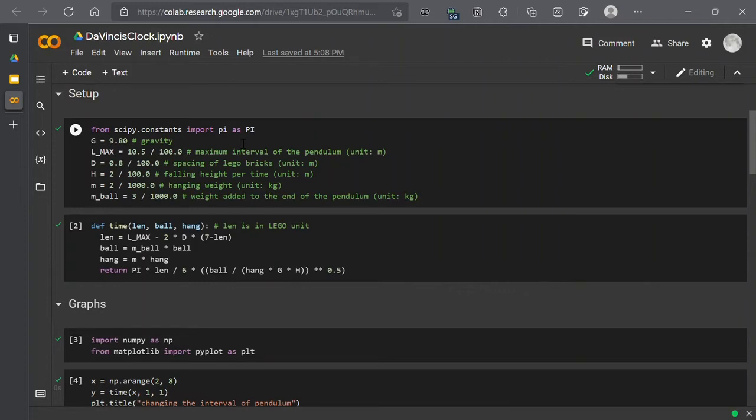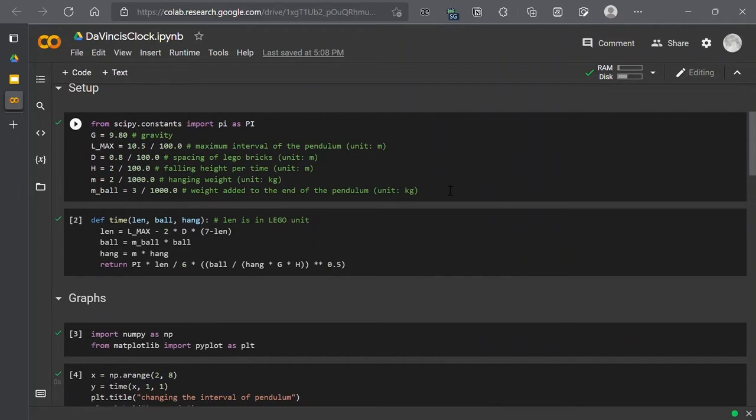And M ball is the weight we added to the end of the pendulum, which we use a Lego person. These two values, I get it from a Lego wiki or some website that they have a list of the weight of every brick. For convenience, I set all the values to be in SI.